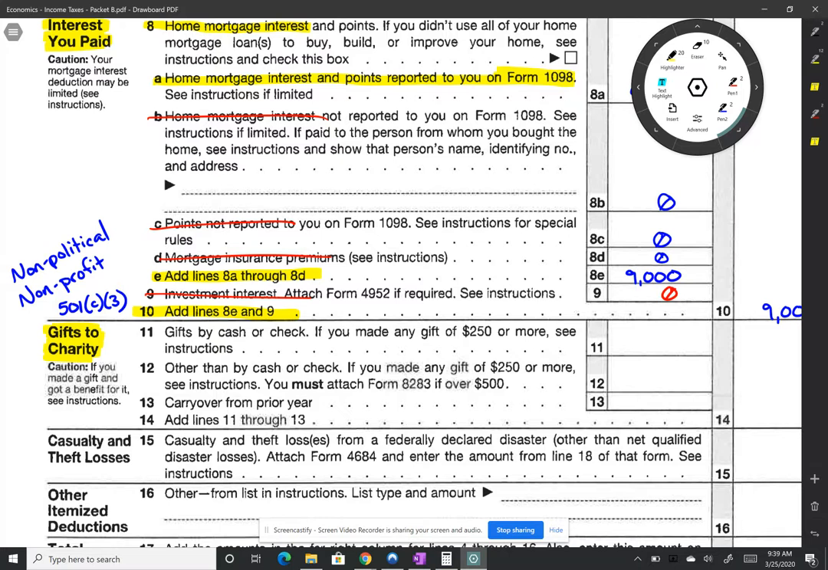groups like the Republican Party and the Democratic Party, those are non-profits because no one's in it to make a profit. None of that leadership makes a profit. Everything gets funneled back into the organization. But it is political, right? So you can't deduct those contributions. You make a contribution to a political candidate, you cannot deduct that. Okay, only non-political, non-profits are deductible.